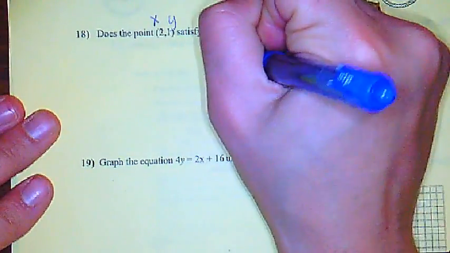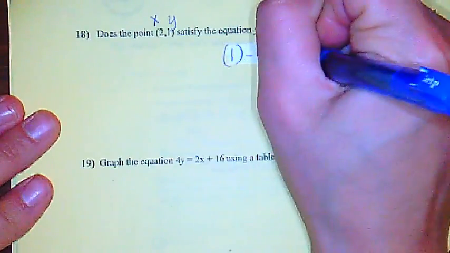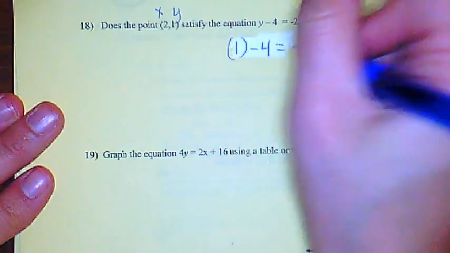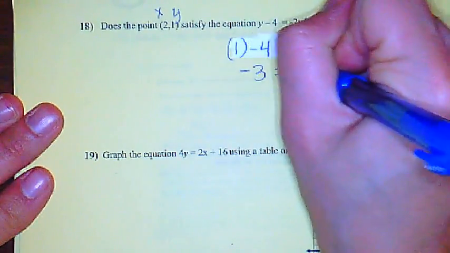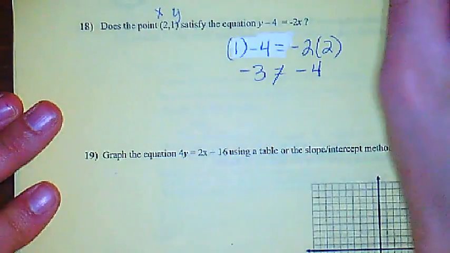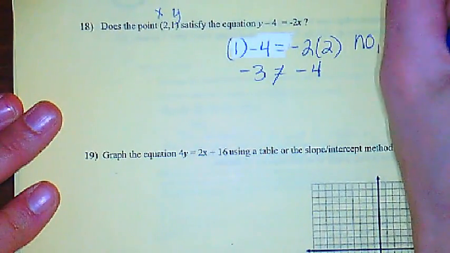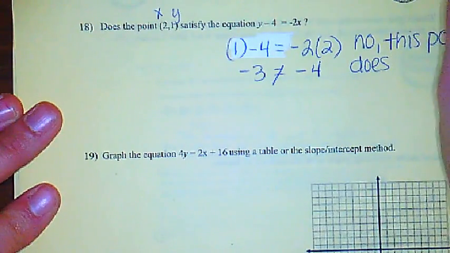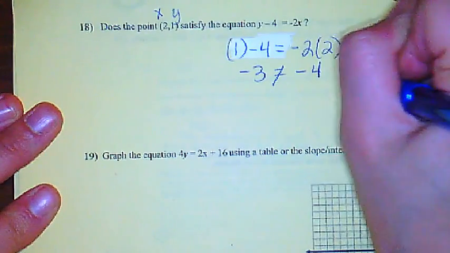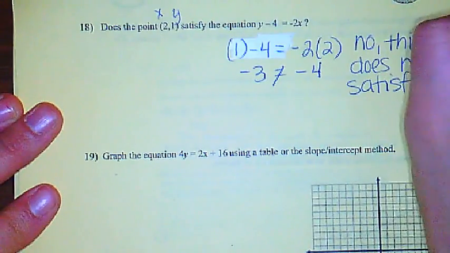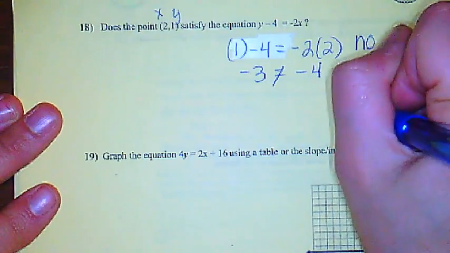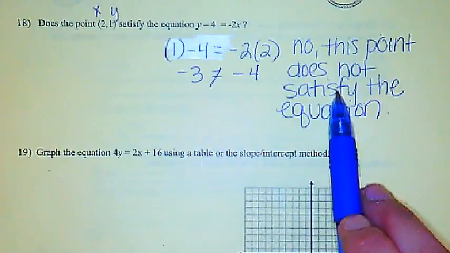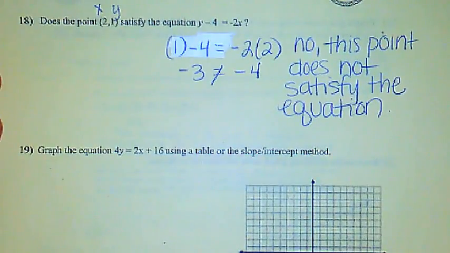All right, so 1 minus 4 is equal to negative 2 times 2. So 1 minus 4 gets me negative 3. Those are not equal to each other. Okay, so no, this point does not satisfy the equation. So this is justification. You just have to make sure that you write down your reason as well.